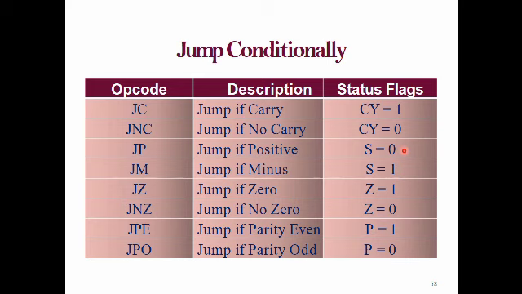If jump if odd, parity is odd in that particular case, if the parity flag is reset. So jump if even and jump if odd, these are the two instructions with the parity. Next branching instruction is a call instruction.